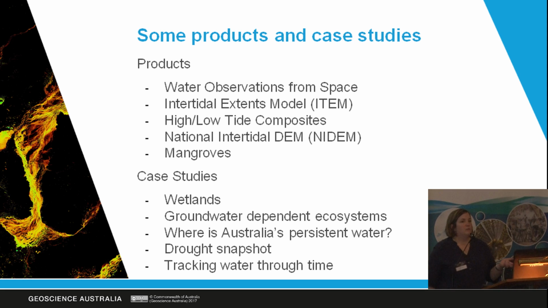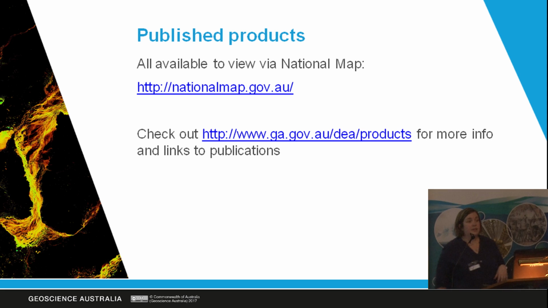These are not products that we've developed, but it's just showing you the power of having a Python-based API that allows you to write algorithms that can do things really quickly. If you want any of the detail about any of these products or case studies, come and talk to me afterwards. Otherwise, all the products are available now on National Map. And if you want more info, you can go to our website and there's a product page that has links to publications and things.